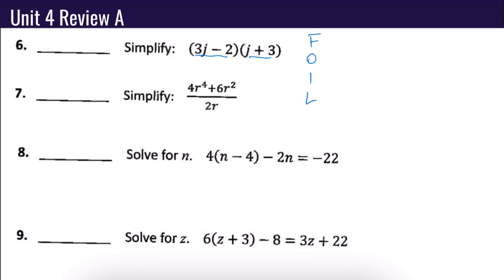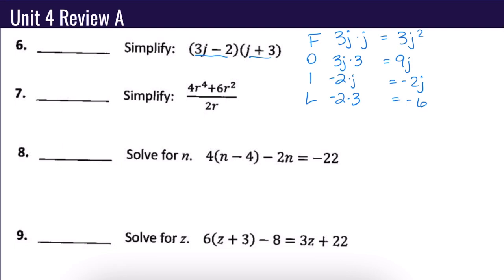So the first terms will be 3j times j, which is going to get us to 3j squared. The outside terms will be 3j times 3, which gets us to 9j. The inside terms will be negative 2 times j, which will get us to negative 2j. And the last term will be negative 2 times 3, which gets us to negative 6. So we've got all 4 of those terms.